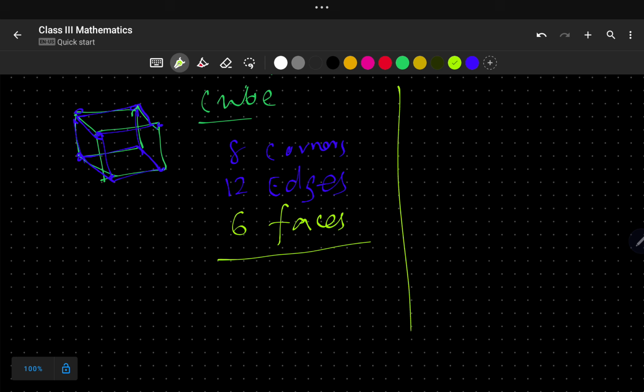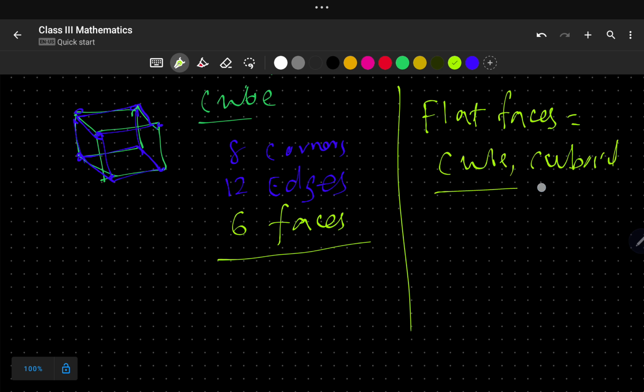Suppose the question is about the 3D shapes which have only flat faces. Only flat faces. You can see the cube has only flat faces. Cuboid has only flat faces. Cube, cuboid. Like that, you can write.